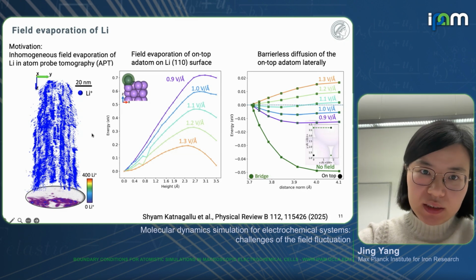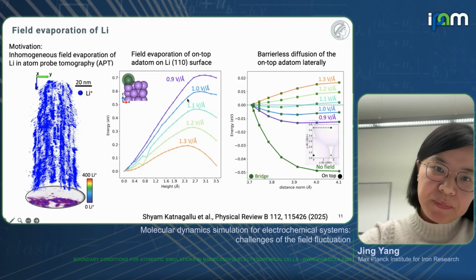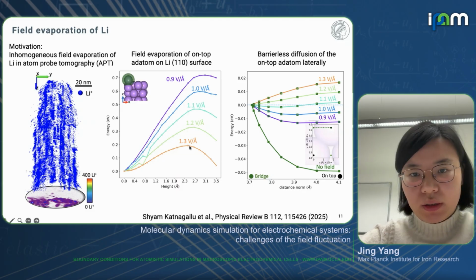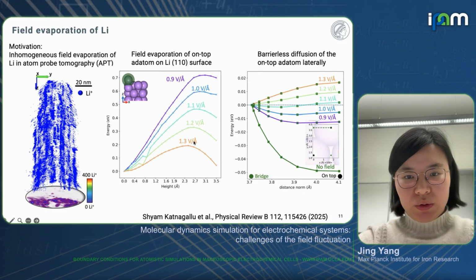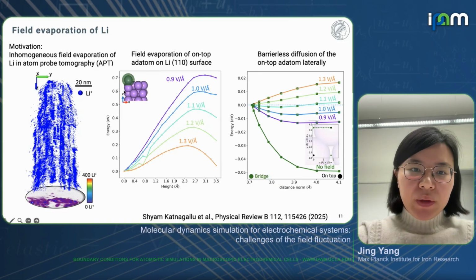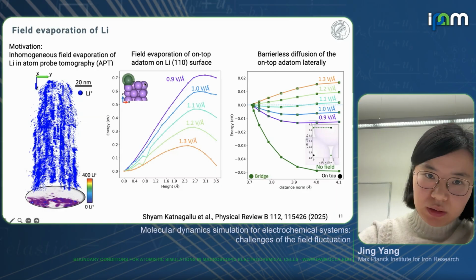So Xiang studied this field evaporation energy profile with Sphinx, applying different magnitudes of electric field up to 1.3 volt per angstrom. What he did is he studied this adatom going out of the surface on this 110 surface.